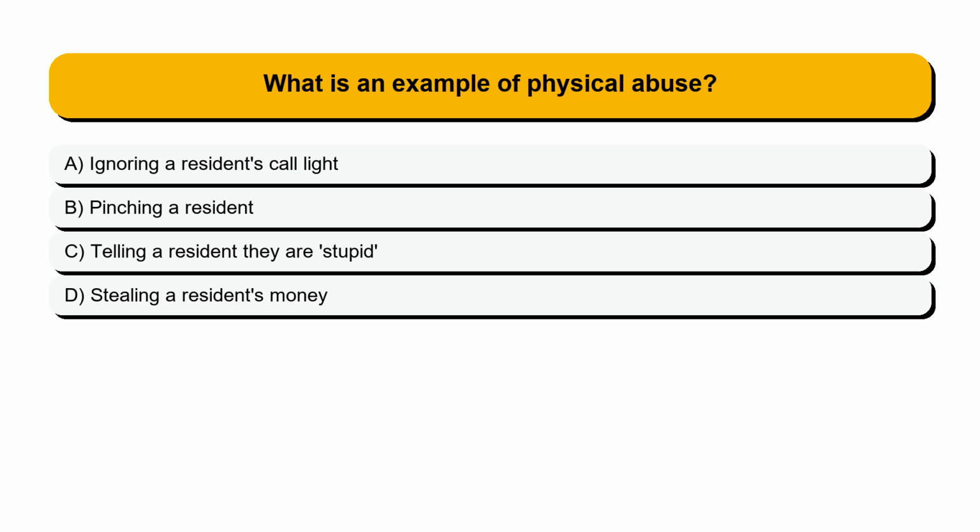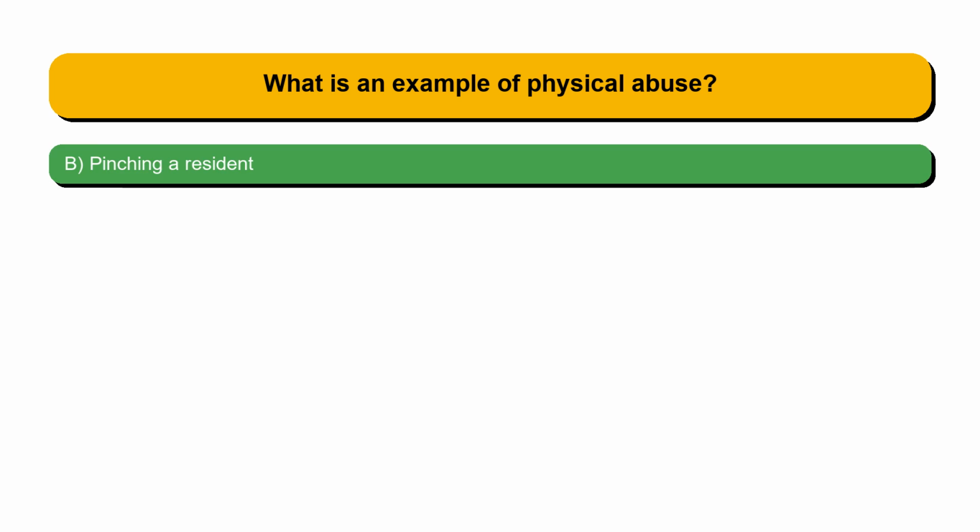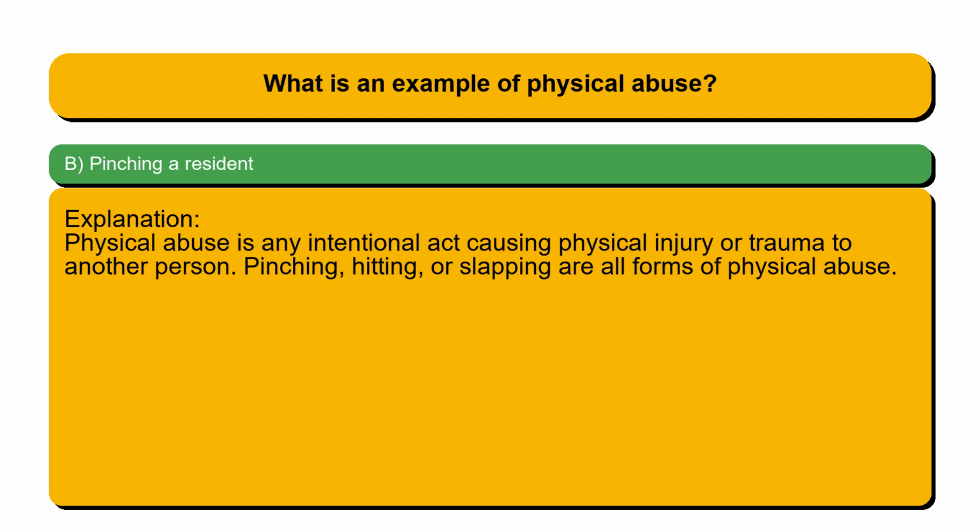Question 13. What is an example of physical abuse? Option A, ignoring a resident's call light. Option B, pinching a resident. Option C, telling a resident they are stupid. Option D, stealing a resident's money. The correct answer is option B, pinching a resident. Physical abuse is any intentional act causing physical injury or trauma to another person. Pinching, hitting, or slapping are all forms of physical abuse.